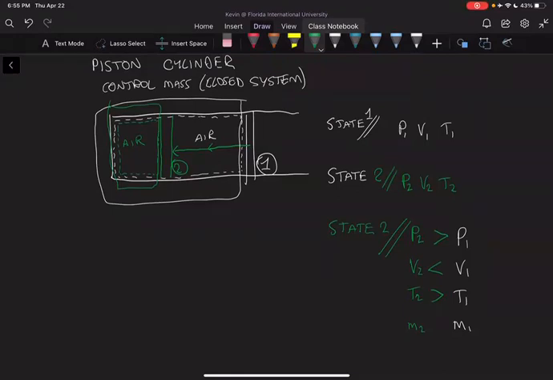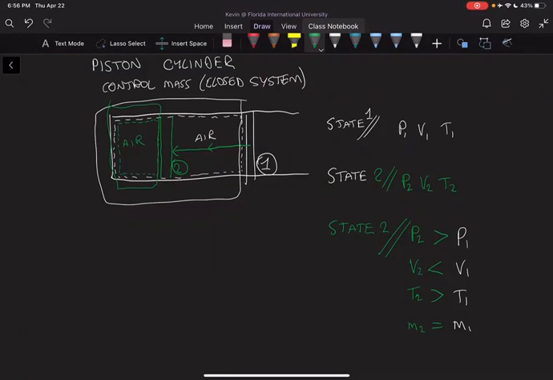What would happen to the mass? Does the mass change between 1 and 2? No, it does not. The mass stays the same. It's a closed system. We just moved the piston down, but we didn't get some air out of the system or anything like that. We just compressed the air, hence why the pressure increased.